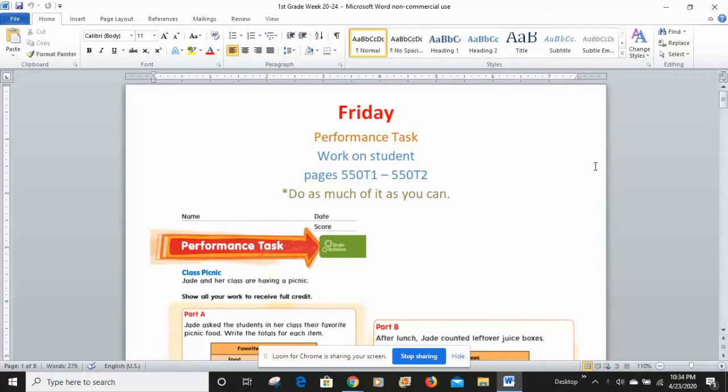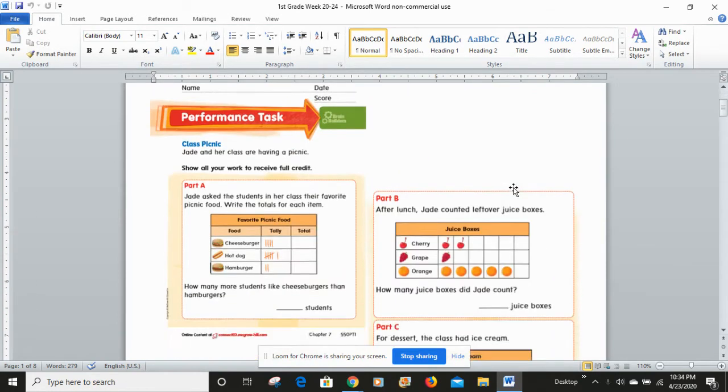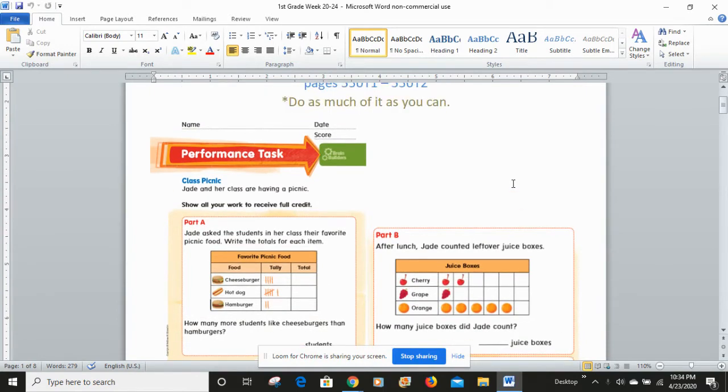We're going to work on our performance task. Work on student pages 550 T1 through 550 T2. Do as much of it as you can. The performance task is just asking you, what have you learned in this chapter? This has been chapter 7, and we've been talking about graphs and counting and data and surveying.